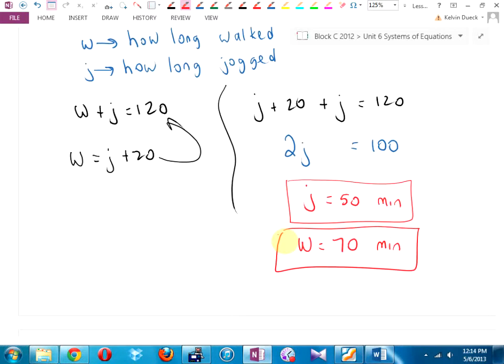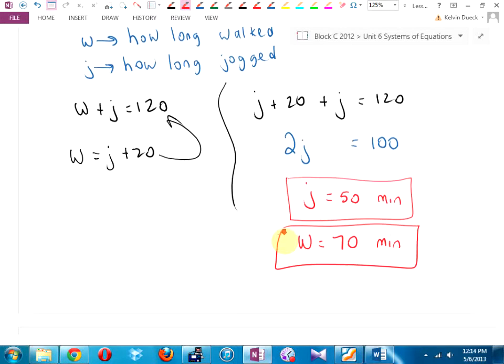I got that, and Brady, I quickly double-checked. I said, does that add to 2 hours? Yeah, it does, 120 minutes, so yay. Apparently, I walked for 70 minutes and jogged for 50 minutes. Again, stupid question in terms of what we're trying to find, but hopefully it's letting you get the feel for our procedure. Let's try another one.